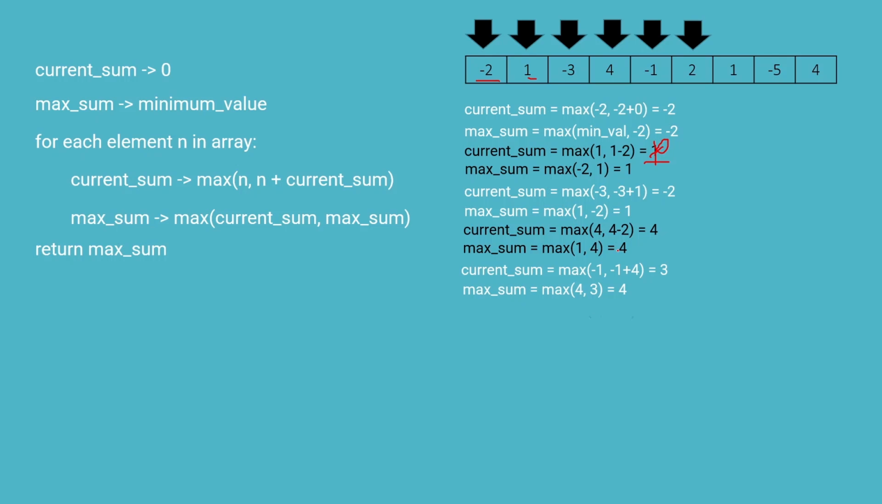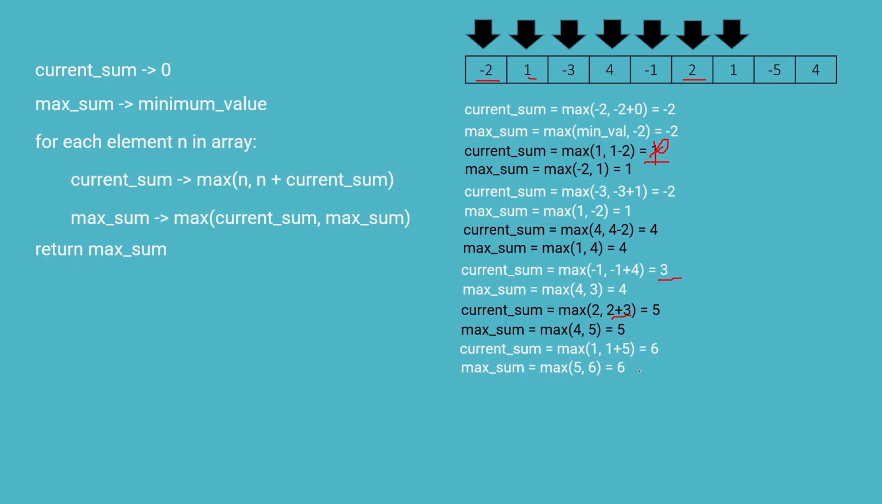Going to the next element, and here the current sum at this point becomes 5 because the current element is 2 and our previous current sum is 3, so adding these two we get 5, and 5 being greater than 4, the maximum becomes 5. Now we are going to the next integer element, and here it is 1. So in this position we calculate the current sum. Our previous current sum was 5 and adding the current element gives us 6, and 6 being greater than 5, our maximum sum becomes 6.